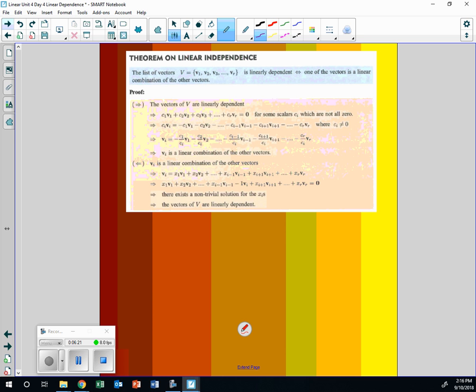So this says that a list of vectors is linearly dependent if one of the vectors is a linear combination of all the other vectors. So first of all, we're going to say the vectors V are linearly dependent. That's what we're assuming. So if they're dependent, c1 v1 plus c2 v2 plus c3 v3 equals 0. What does this mean, the way it's written? That's going to be independent, the way it's written.